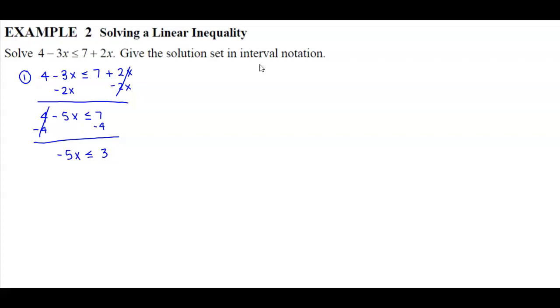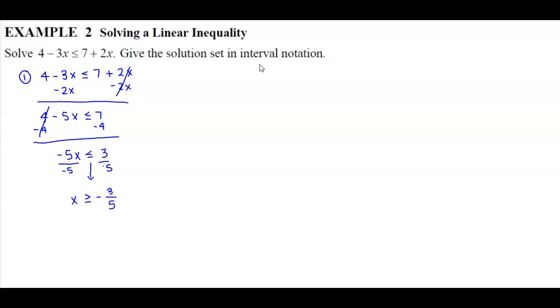Okay, now the next thing is we need to divide by negative 5. Now remember that if we divide by a negative number or multiply by a negative number for an inequality, we need to flip that inequality. So we're going to divide both sides by negative 5, and then make sure that you flip the inequality. So therefore x is going to be greater than or equal to negative 3/5.